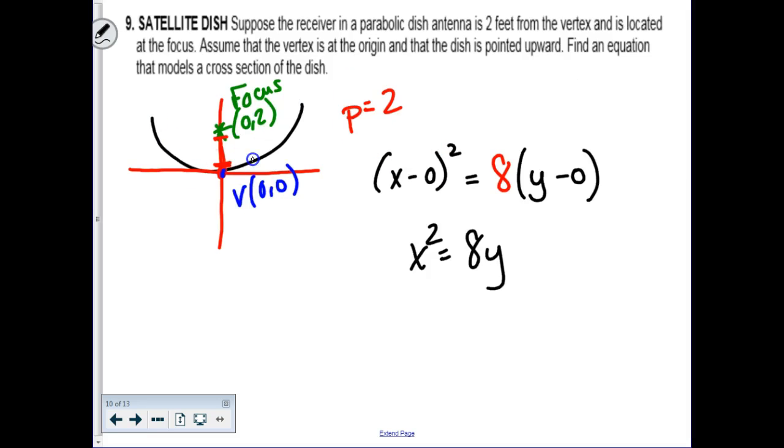Inside. Remember, the focus, the parabola hugs it. So 2 feet above it, it would look like that. Yep. Does that make sense?